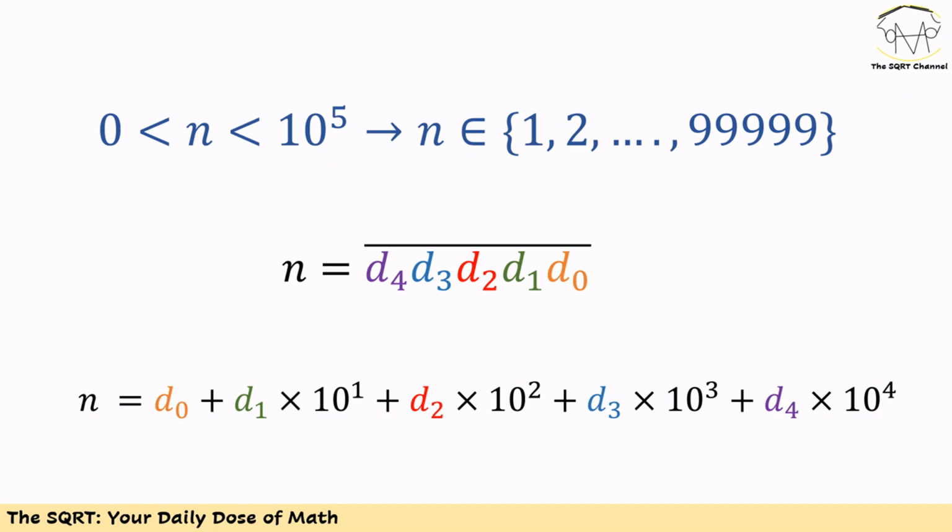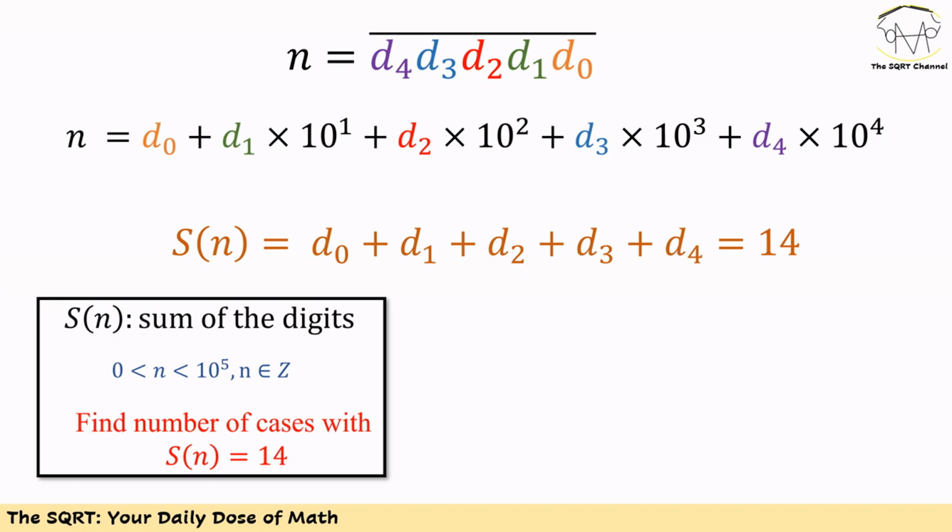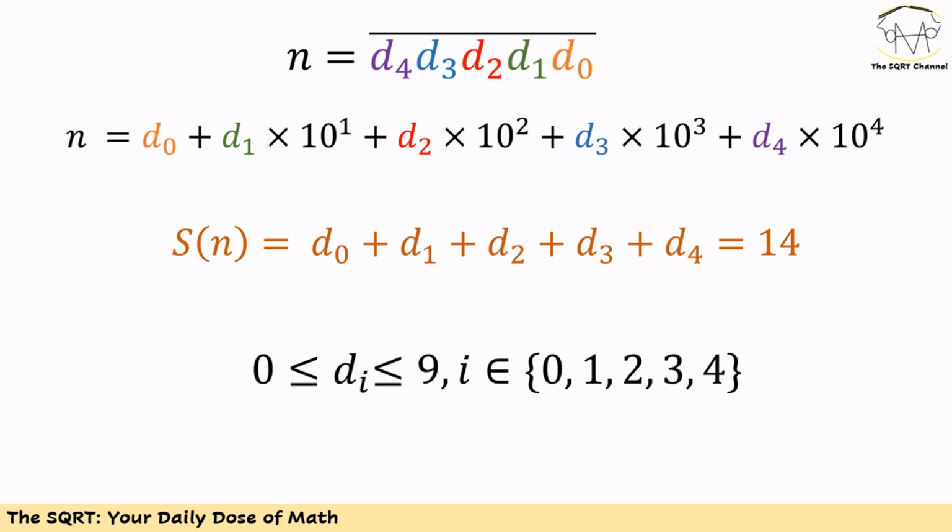Remember, the values that we have for d0, d1, d2, d3 and d4 can be 0, 1, 2 up to 9. With this new notation, we can define Sn as the sum of d0, d1, d2, d3 and d4, and we know Sn should be equal to 14. For a moment, let's review what we know. We know sigma di for i between 0 and 4 is equal to 14, and we know each di is going to be between 0 and 9, including those numbers.